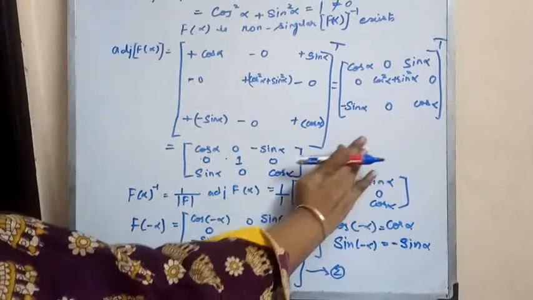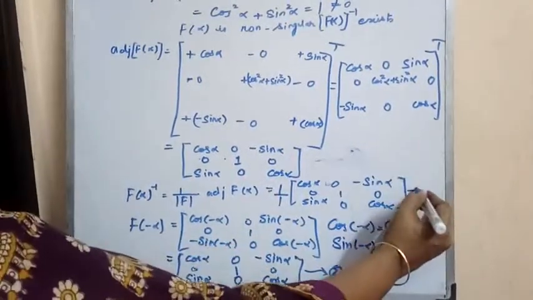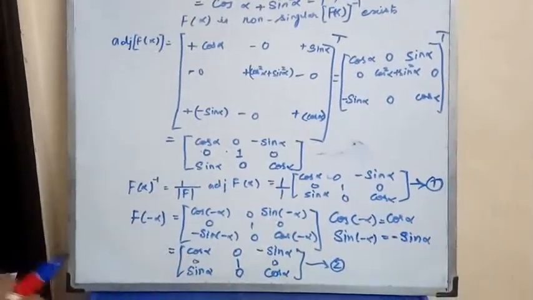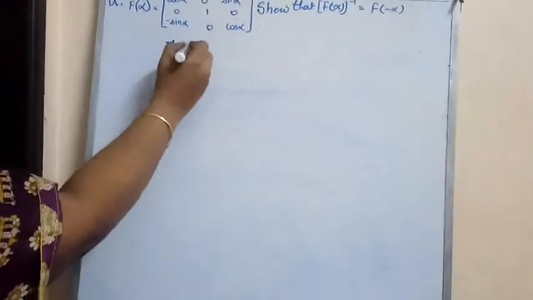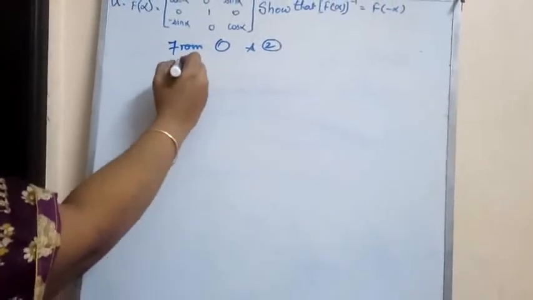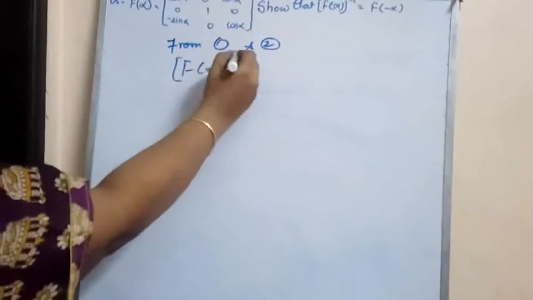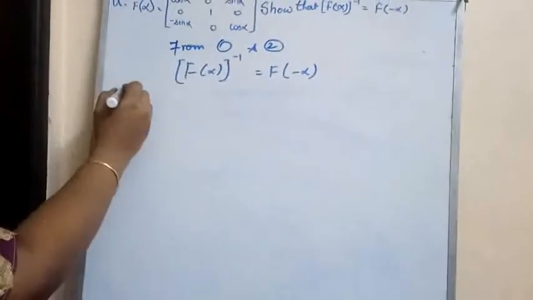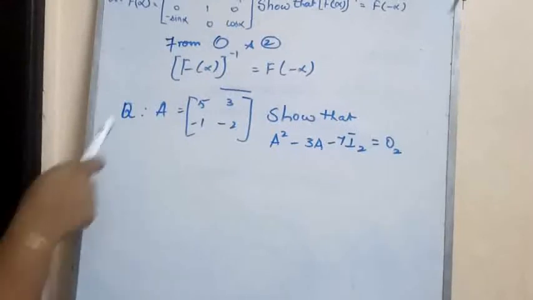So now here this is F inverse. So this is 1 and this is 2. So from 1 and 2 we have F of alpha the whole inverse is equal to F of minus alpha. So that's it.